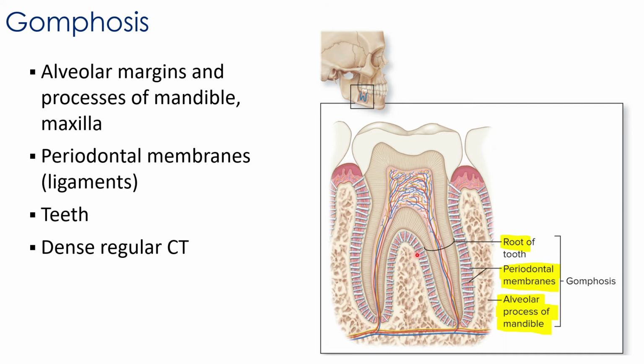So if we look over here, this is looking at a tooth that is found in the mandible. All of the little ridges that you see here are referred to as alveolar processes, and the roots of the teeth fit into those alveolar processes. You can see several membranes that are present here that contain ligaments that hold the teeth together. As is true with other ligaments, these ligaments consist of dense regular connective tissue and help to hold the teeth in place.